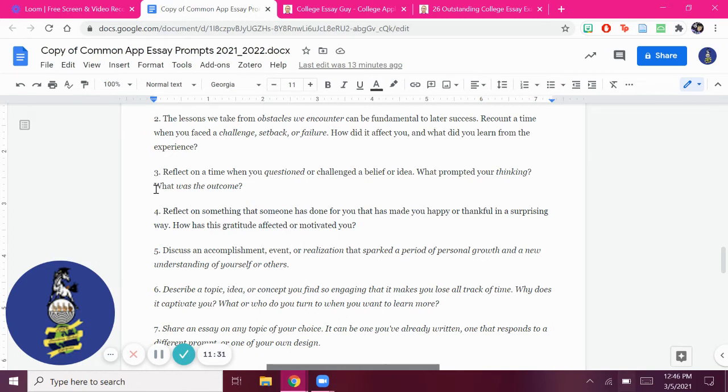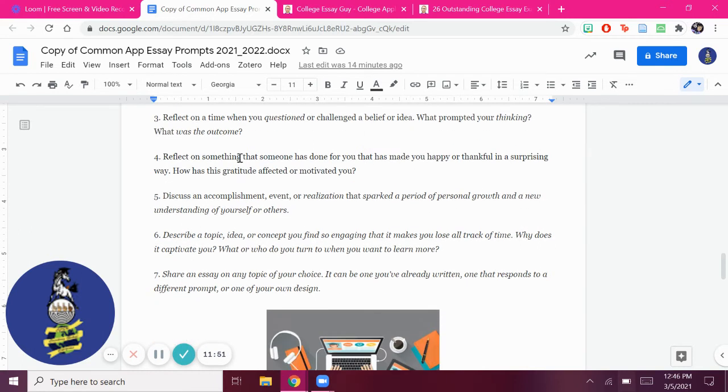So here they're sort of looking not exactly for intellectual curiosity, but looking to see that you are an applicant that is not afraid to question yourself and to look more into your own beliefs and ideals in order to grow as a person. 4, reflect on something that someone has done for you that has made you happy or thankful in a surprising way. How has this gratitude affected or motivated you?